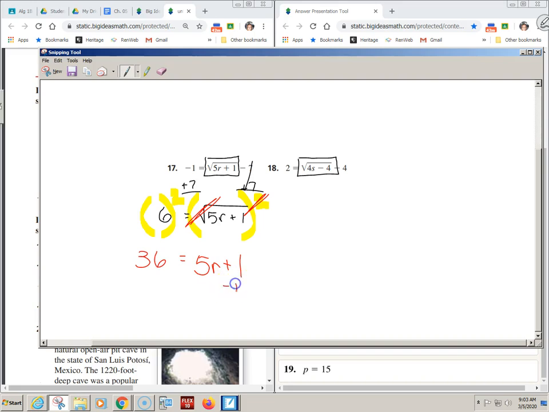Walk me through. Yeah, subtract the 1. 35 is equal to 5r. So therefore, r is equal to? Did you guys divide by 5 to get 7? See it? So the last step that I didn't show yet, I kind of start to do mental math after a little while. 35 divided by 5 is 7. So then 18 is super similar.